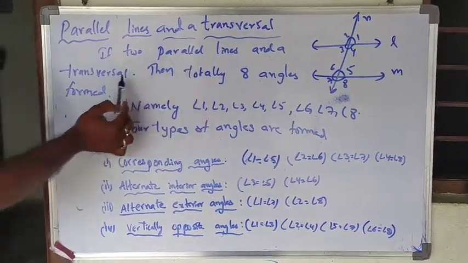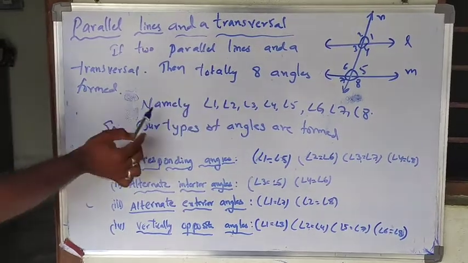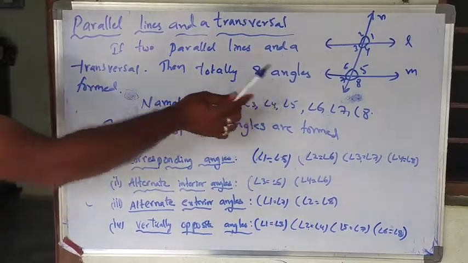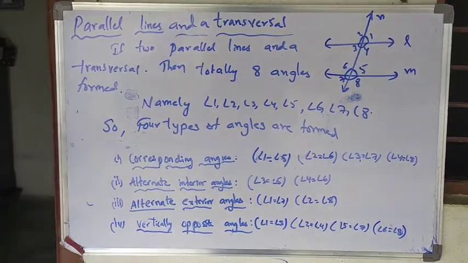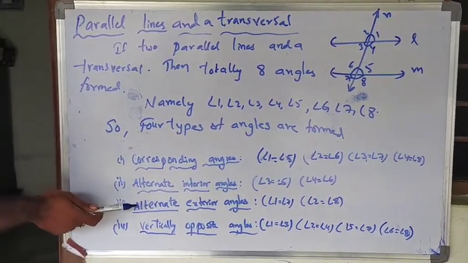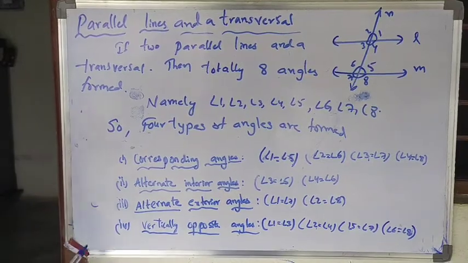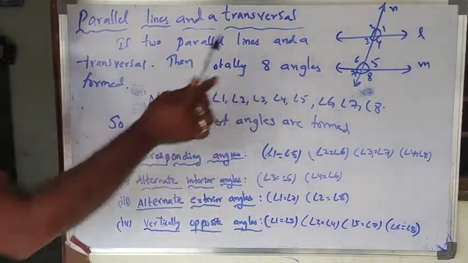We are interested only in 2 parallel lines. If 2 parallel lines and a transversal are there, then in total 8 angles are formed, namely angle 1, angle 2, up to angle 8. So we get the same 4 types of angles: corresponding angles, alternate interior angles, alternate exterior angles, and vertically opposite angles. As per the theorem, vertically opposite angles are already equal.